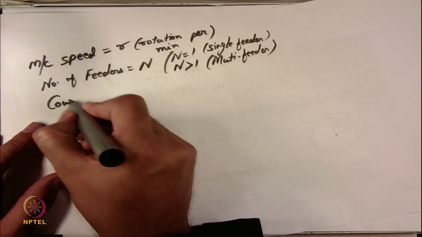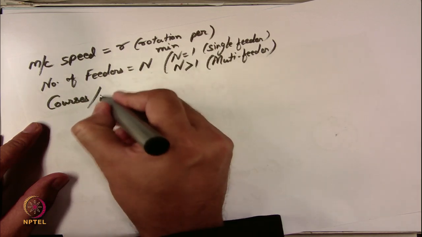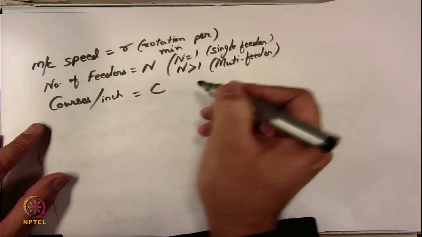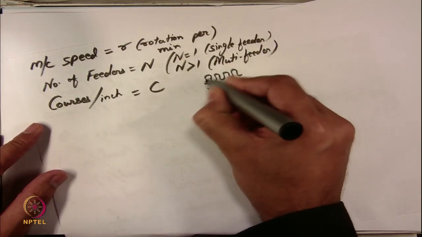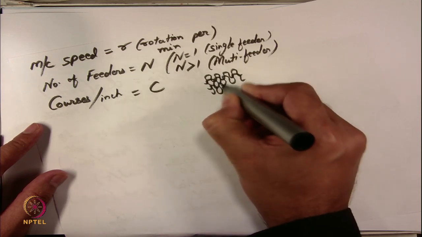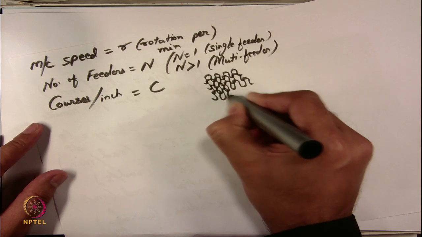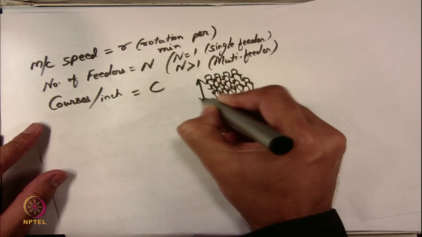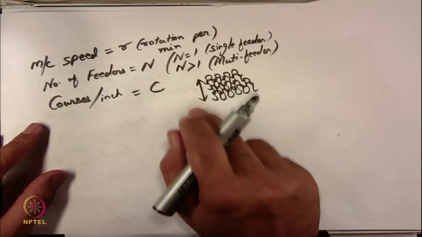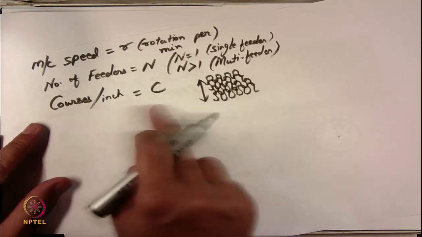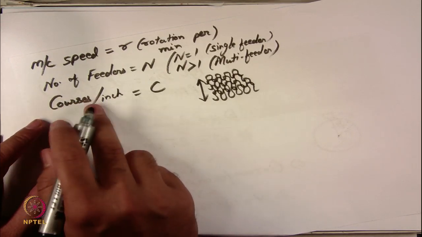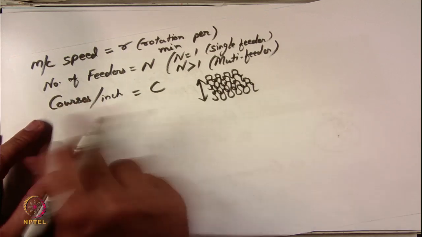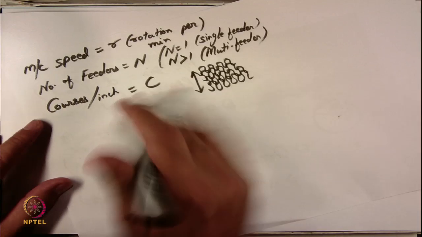The fabric produced, we can measure its course per inch, course density, which is C. So, number of courses per inch. If you have the fabric, for example, this is the fabric, you can measure the number of loops per unit length. So, that is course per inch. If you remember the first lab demo I showed you, in the first week also we described this thread density. So, course per inch is C, and machine efficiency.